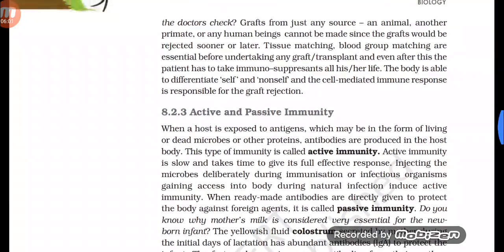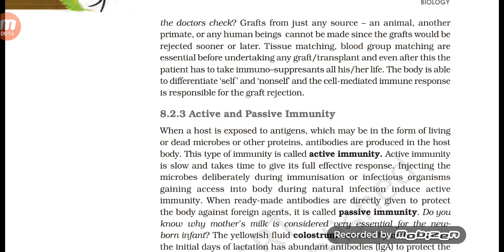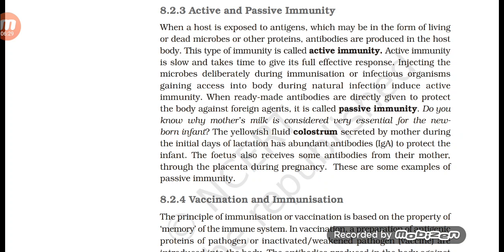Grafts from just any source, an animal, another primate, or any human being cannot be made, since the grafts would be rejected sooner or later. Tissue matching and blood group matching are essential before undertaking any graft transplant, and even after this, the patient has to take immunosuppressants all his life. The body is able to differentiate self and non-self, and the cell mediated immune response is responsible for graft rejection. So, the active and passive immunity.